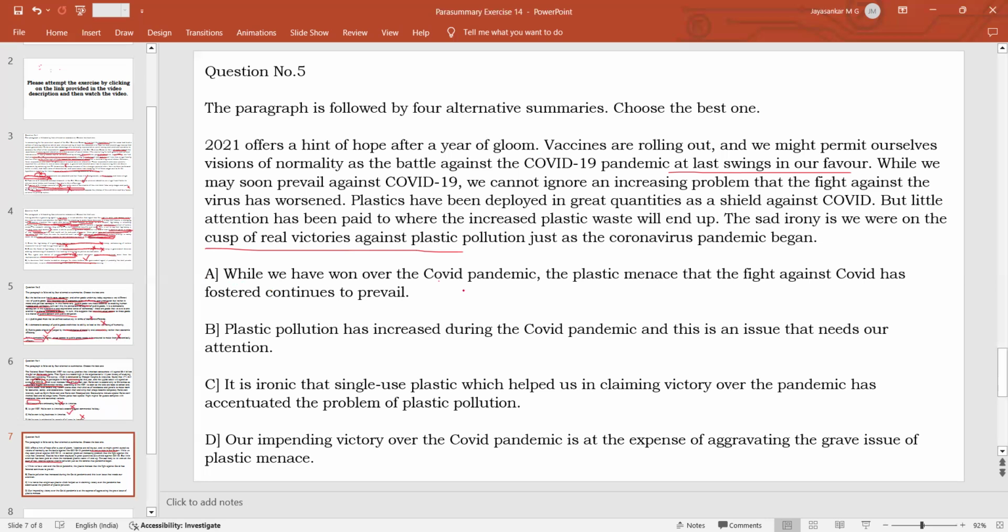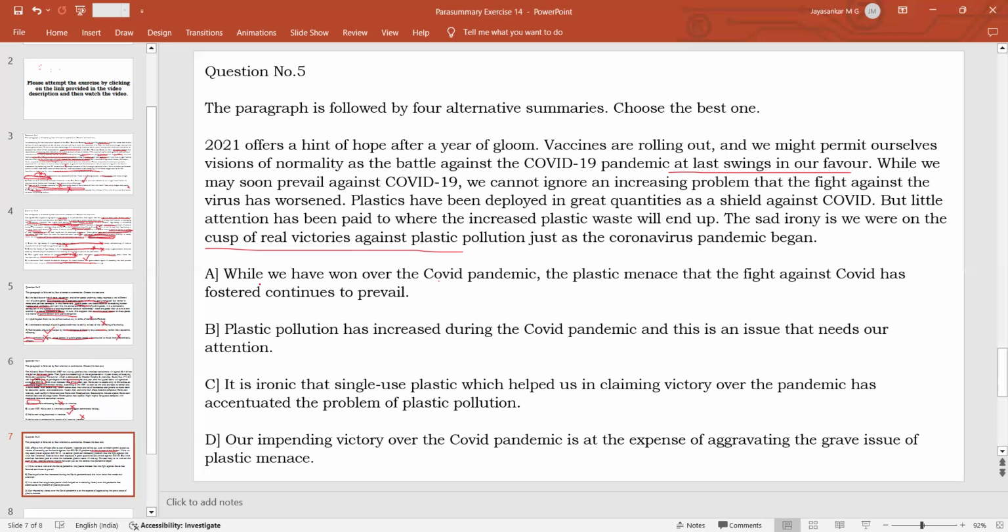Option A: while we have won over the COVID pandemic, the plastic menace that the fight against COVID has fostered continues to prevail. So the COVID pandemic has fostered, which means increased or supported, the menace of the plastic, correct? And it is continuing to prevail. It is continuing to be there. So this big problem becomes a real problem. So is this a good statement?